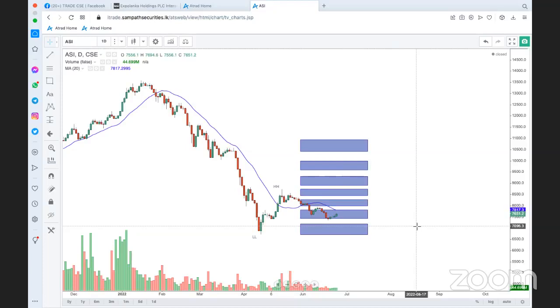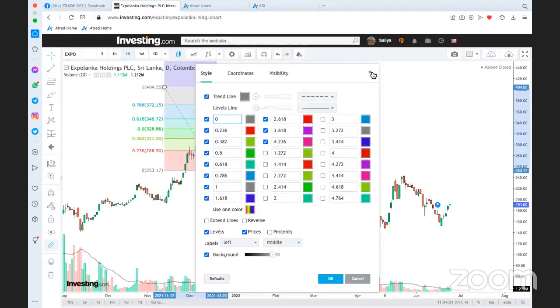If by any chance, hopefully, even with all these negative sentiments, we see the 7817 taken out, it will be a very strong signal for the ASI, right? The 7817 breakout, which is the 20-day moving average breakout, will be an important breakout for the ASI. From here, let's look at the others.